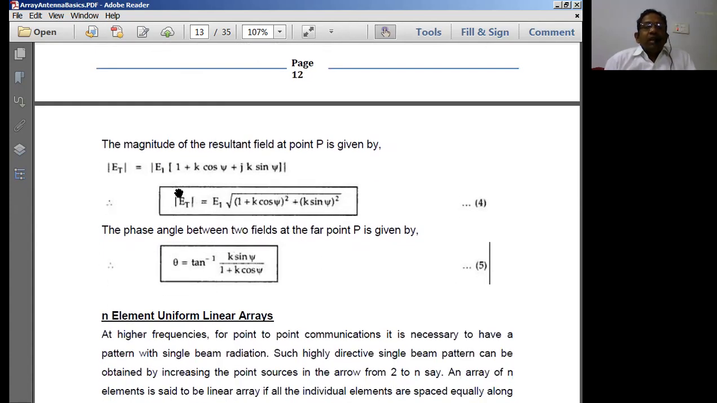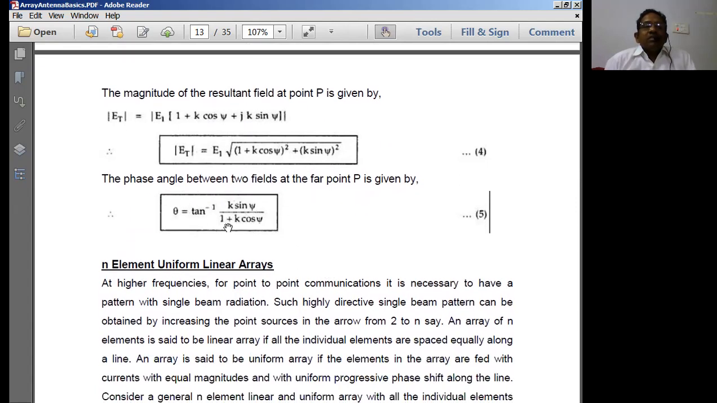Then what is the magnitude I can have? The absolute value is just the square root of the sum of squares of the real part and the imaginary part, times the constant value E1. What is the angle of inclination I can have? Theta is equal to tan inverse of y by x. So what is y? Y is nothing but k sin psi, whichever part is the j part. What is x here? 1 plus k cos psi. That is the phase angle between the two fields at the far point P, which is given by this equation.